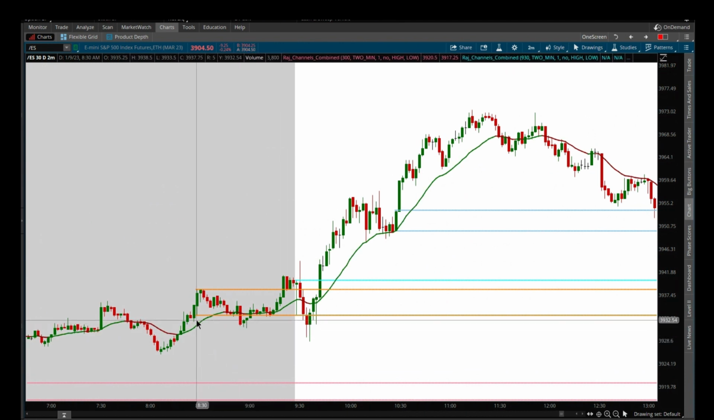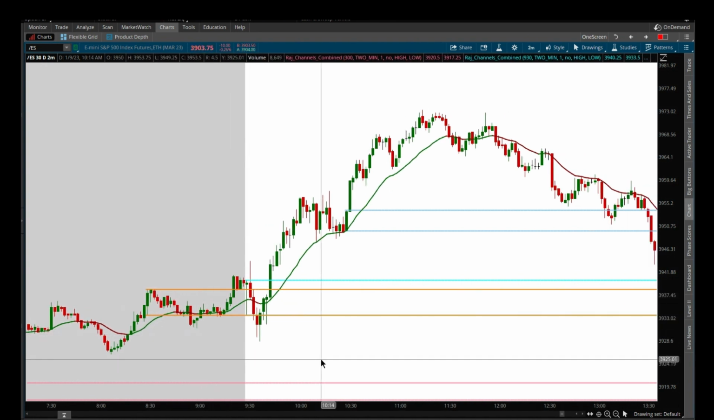So the next time the channel starts is at 8:30, and the same thing happens. It kicks in, it looks really positive, but then it doesn't kick in. Two ticks above that, it never gets there. So this whole thing doesn't happen. And then the next one that triggers is this particular indicator.